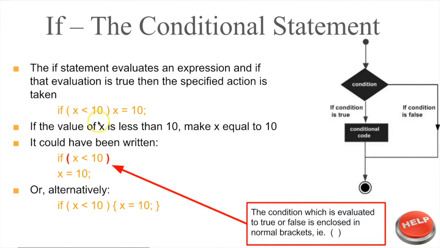You can do it all in one line if you want to, but I would advise not to, because it's not very clear, and this will only work if you're only doing one thing as a result of this condition being true. But first of all, let's focus on the brackets. The condition that you put in to be met has to be surrounded in brackets, or else Java will complain and it won't let you compile.